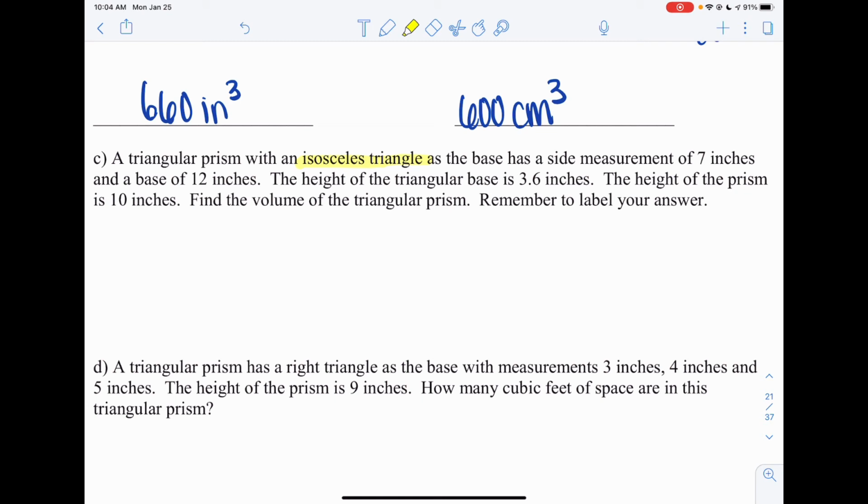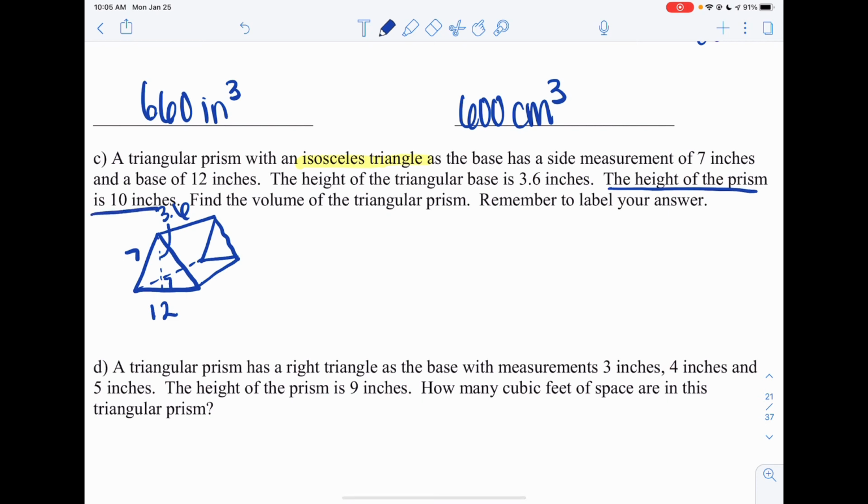So I'm first going to start off by just drawing my isosceles triangle. It says it has a side measurement of 7. It has a base of 12. And then the height of this isosceles triangle is 3.6. Now I'm going to draw the rest of my prism. And this also mentions that the height of the prism is 10, so that is the side.